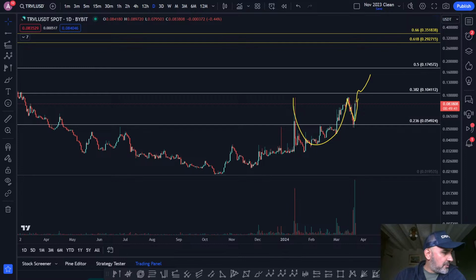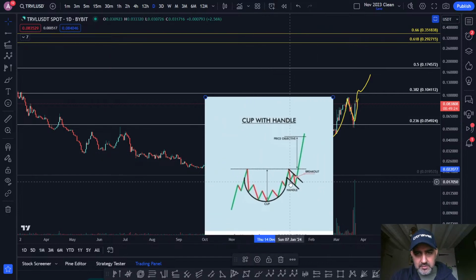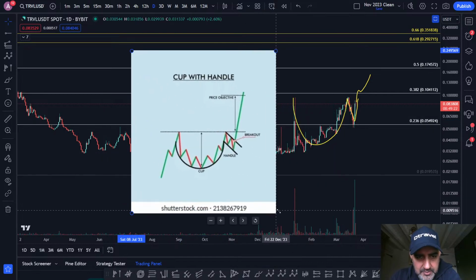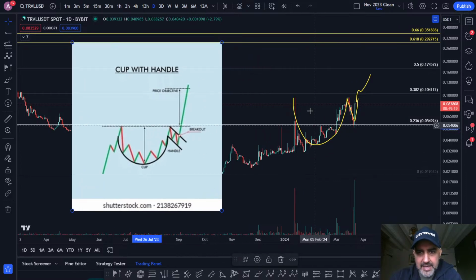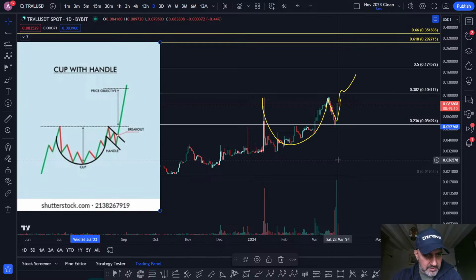I don't know if cup and handles have targets like other types of patterns. Let's see, this is an image that might have some more information on the target. Ooh, it's small. Price objective. So how do you work out the price objective? It's the same height as the cup, from the cup to the break line, to the neckline. So where is the peak of the cup?